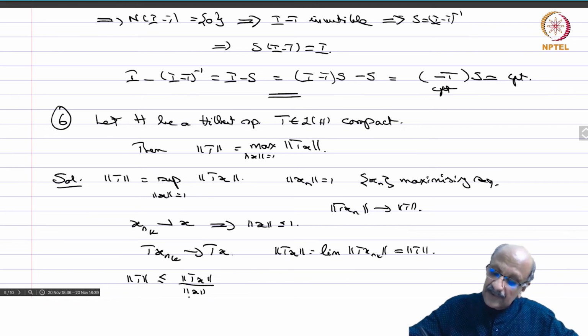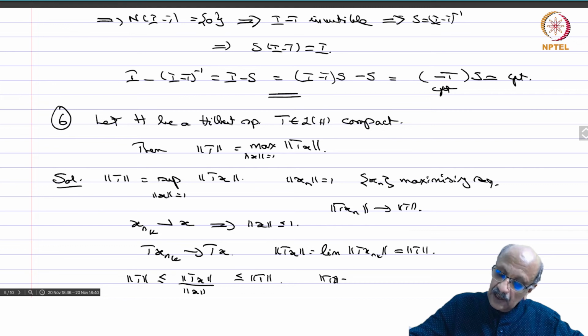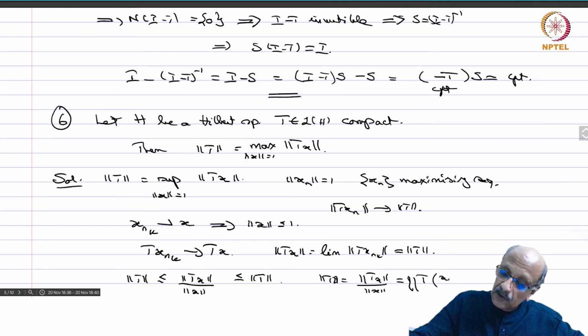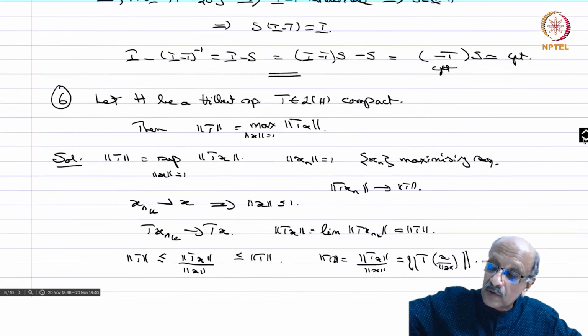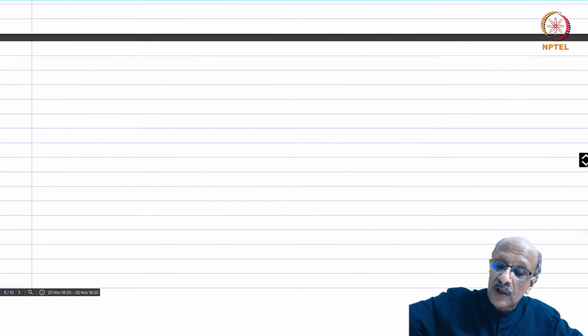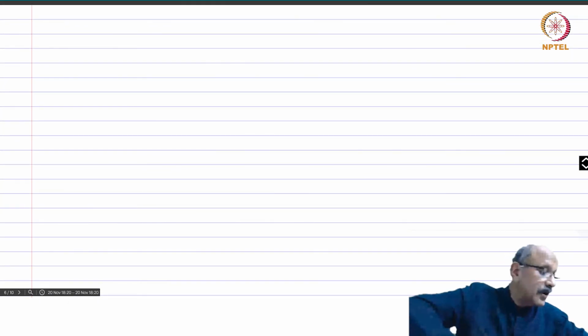So I am dividing by something smaller than 1, so this becomes bigger, but then this is always less than or equal to norm T. Therefore norm T equals the norm of T of x by norm x, where x by norm x has norm 1, and therefore it is in fact the maximum over the unit sphere, or the unit ball, whatever you want. Okay.